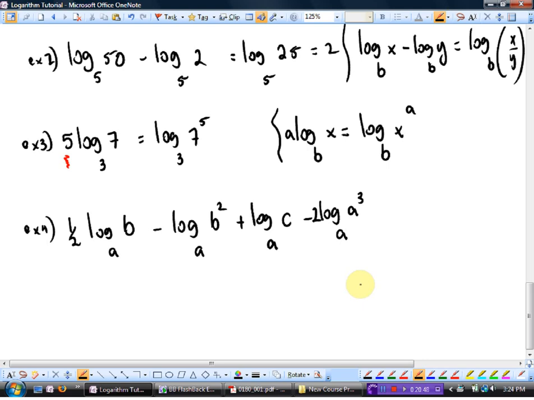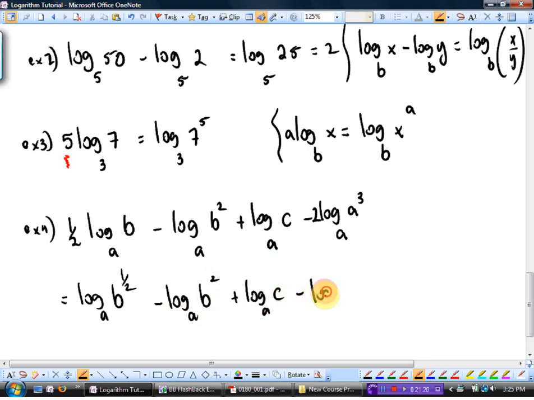Simplify. Are my bases all the same? Check. All base A's. If I want to use my log rules, I can't have the coefficients, so I've got to move them up. B to the 1/2 minus log base A of B squared plus log base A of C minus log base A of A cubed, and then I'm going to move the 2 onto there. What was my power to a power rule? Multiplication. Just to save room, I'm going to write A to the 6th.